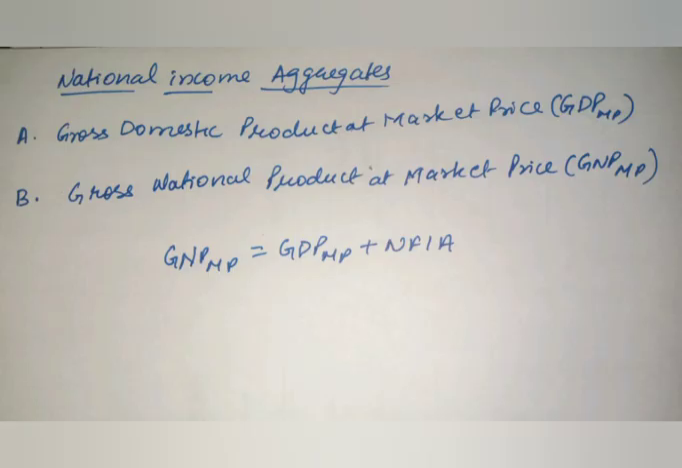Next is gross national product at market price. GNP MP is defined as the sum total of market value of all final goods and services produced by normal residents of a country during a year. For deriving GNP MP from GDP MP, we need to add NFIA.